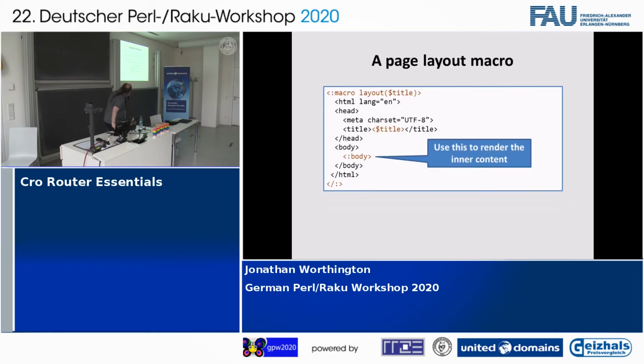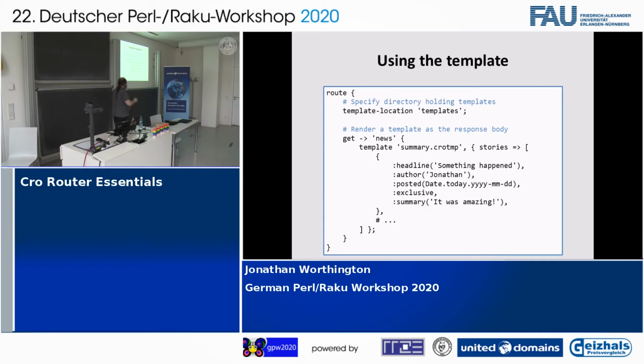Okay, so how do we use the templates? So we use the Cro Web App Template module. This gives us a router plugin called template. At which point I can say, okay, you find templates in this directory. Then we name the template, and then we pass the data that we want to render. And that's it. So this integrates pretty nicely. In fact, you maybe won't even know it's a plugin.